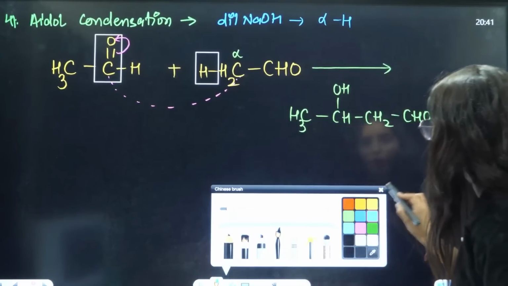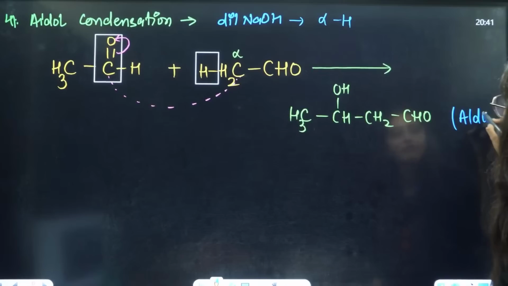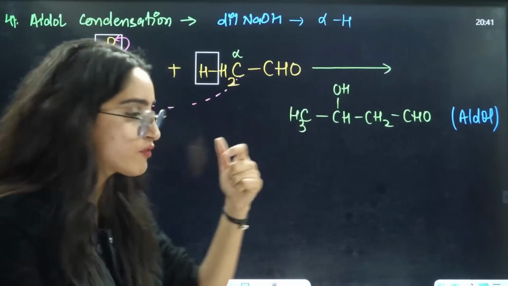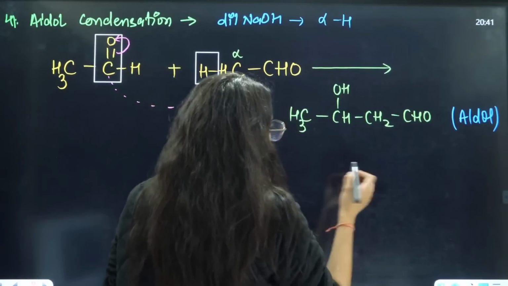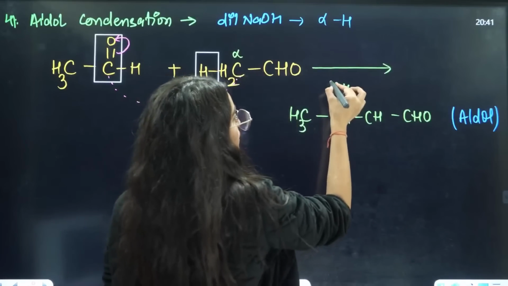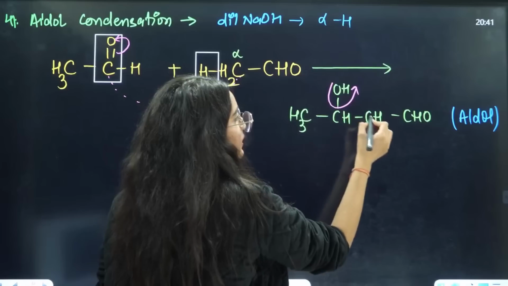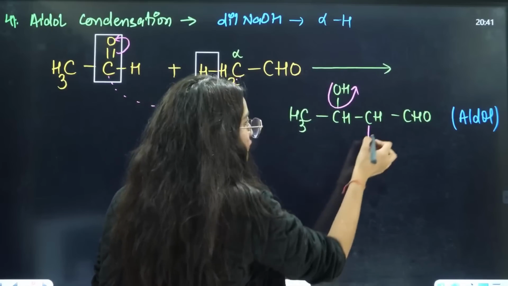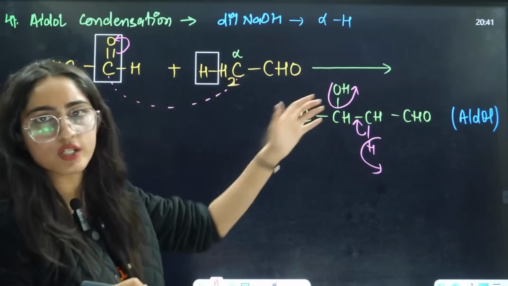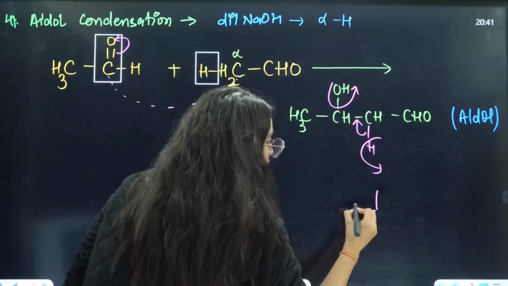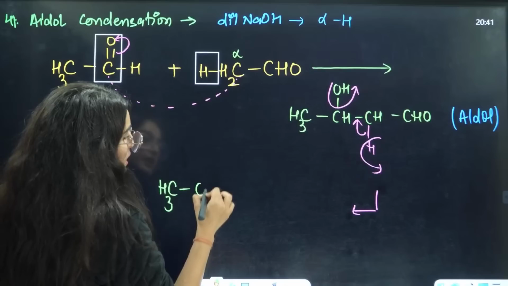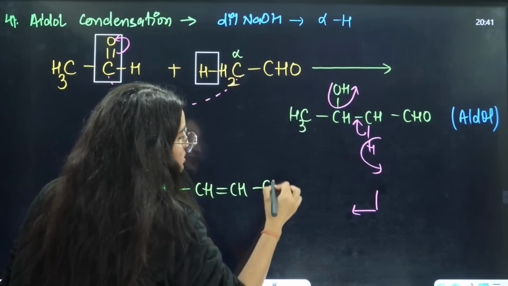Now, this is your aldol product because you have aldehyde and you have alcohol. Now, for aldol condensation, after that, water will also be eliminated. But how will the water be eliminated? From the alpha position, OH will be eliminated. From this position, hydrogen will be eliminated. This bond will be shifted to this side, where OH was eliminated. And hence the answer will be CH3, CH double bond, CH, CHO.